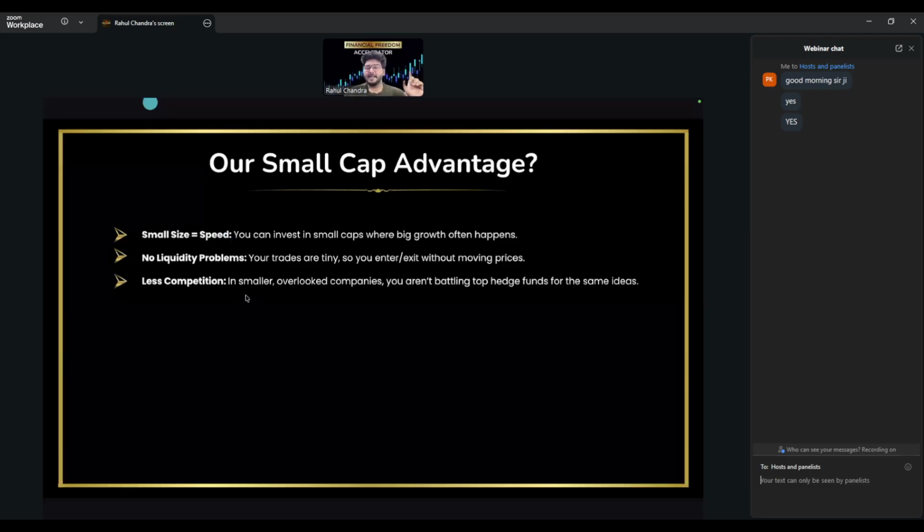Less competition. Again, we can then possibly invest in small caps. And what did I say? It is usually overlooked by all these big institutions, because it is not a part of their investable space. Not many people know about this. Not many people are researching this. So, in smaller overlooked companies, you aren't actually betting against top hedge funds for the same ideas. So you're not competing with all these experts in this space as well.